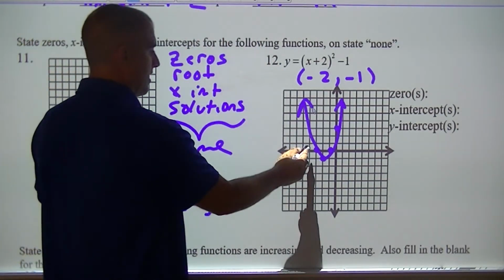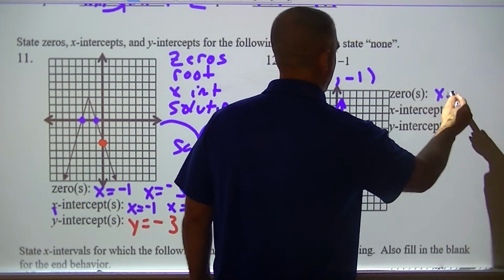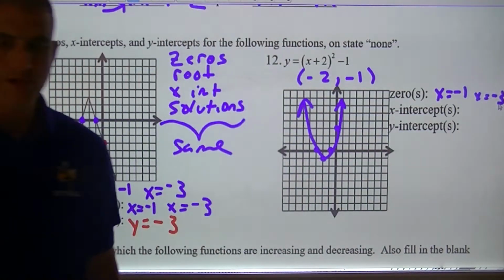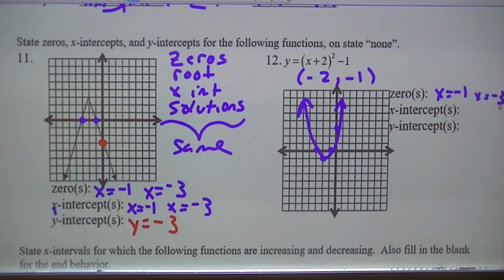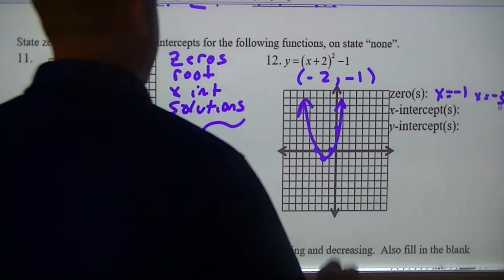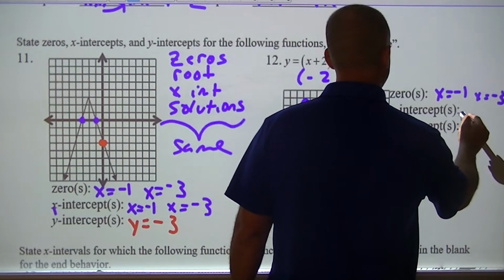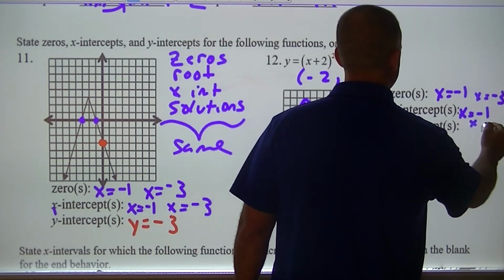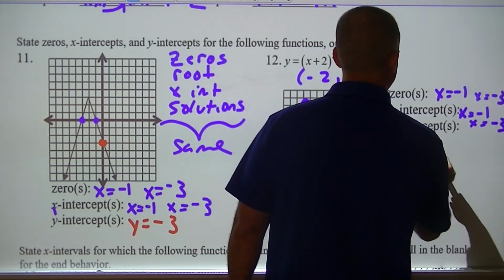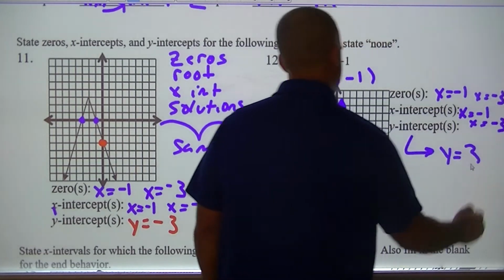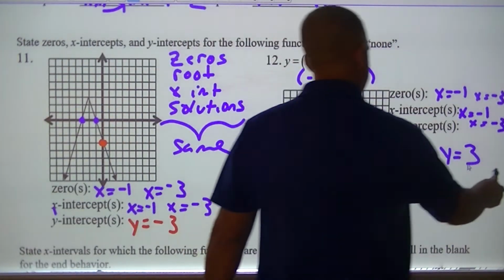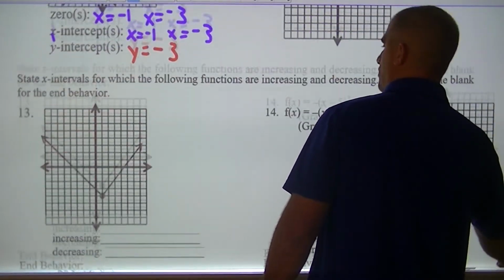As far as writing my answers, I got x equals -1, x equals -3. So you can see that. This will be y equals 3. I'm sorry, x equals -1, and x equals -3. And this answer of y-intercept would be y equals 3. Okay, so like I said, there's not a whole lot to that when it's graphed for us.